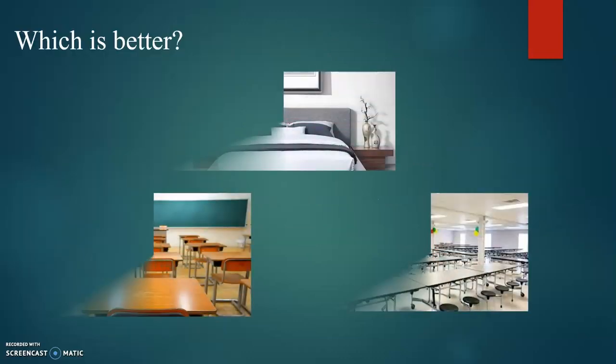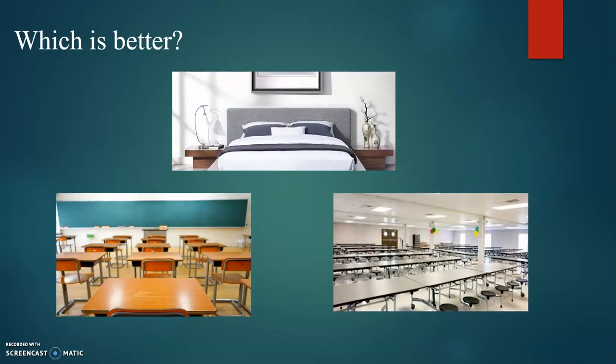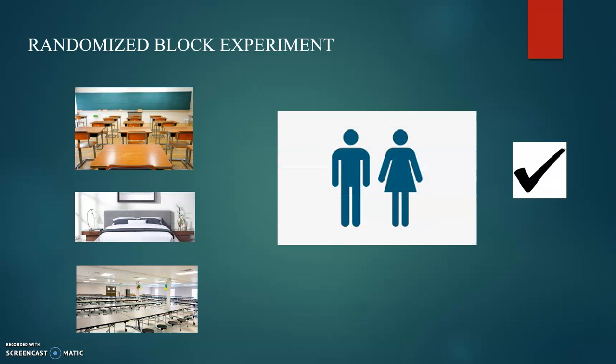A simple scenario to visualize this would be a researcher trying to determine what environment is best for studying for a test: a bedroom, a classroom, or a cafeteria. With three variables, this means three different groups of test subjects selected at complete random. What would make this a randomized block design would be incorporating a hypothesis stating that women do better studying in bed and men do better studying in a classroom.